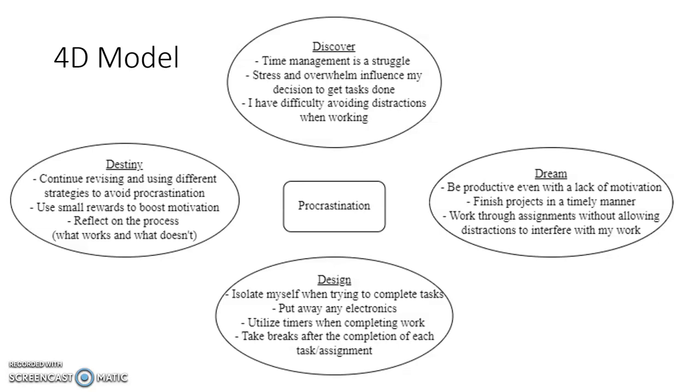So some ideas that I tried out were isolating myself when completing tasks, putting away any electronics or anything that could potentially be a distraction, utilizing timers when completing work, and taking breaks after the completion of each task or assignment. And all of these strategies really help to keep me focused, which I think has been my biggest problem with procrastination. And then for the destiny, I want to continue revising and using different strategies to avoid procrastination, and potentially using small rewards to boost motivation, and reflecting on the process, what worked and what didn't work.